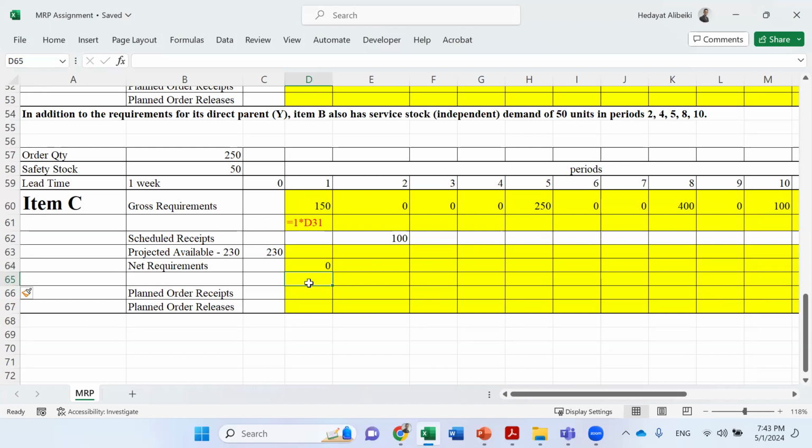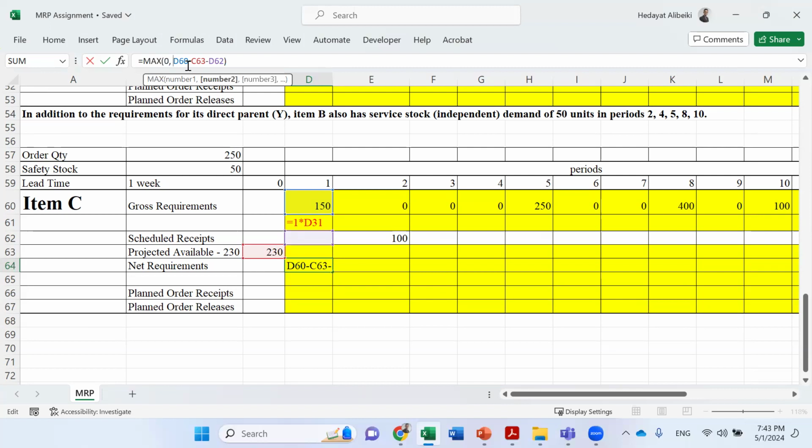You know what? If I want, I can do this plus safety stock. Safety stock plus gross requirement minus whatever I have available. That gives me the net requirement.